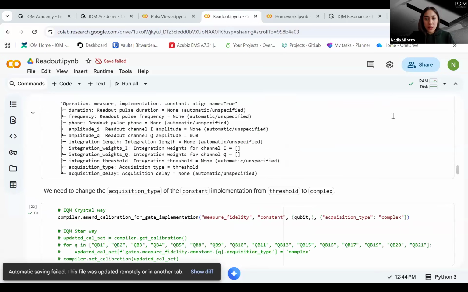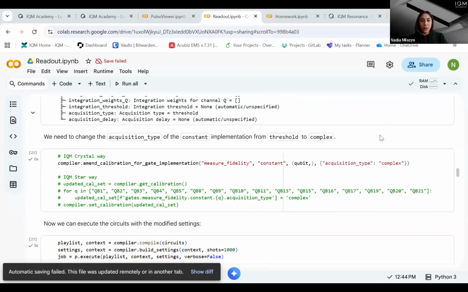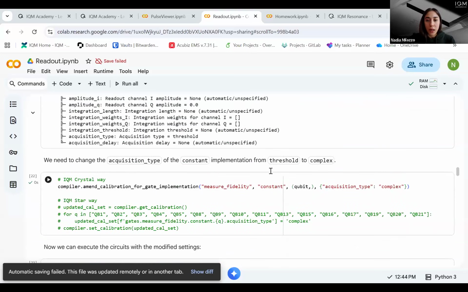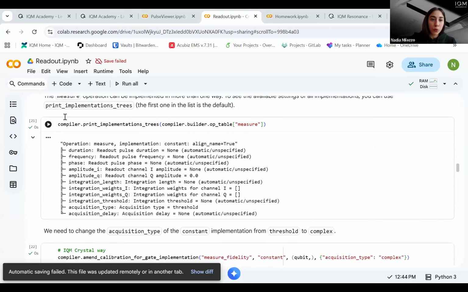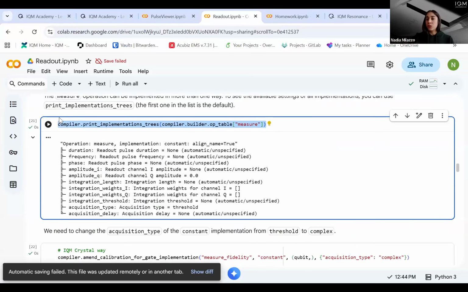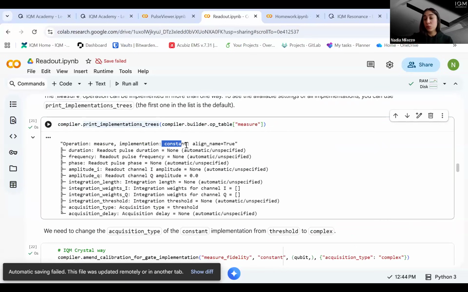Okay, what we did here, I think this was the question. What we did here was, okay, let's look at what the measure operation looks like in the default setting. To do this, we can call this command here, print implementation trees, that will show us the measure implementation default to constant. And then there are a lot of other parameters. There is duration, frequency, phase, amplitudes, and a lot more.